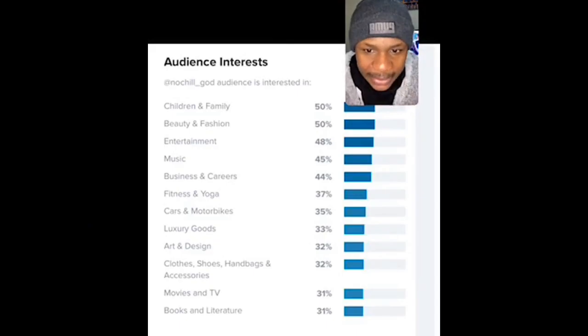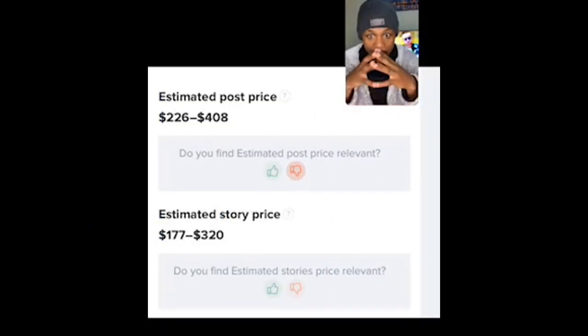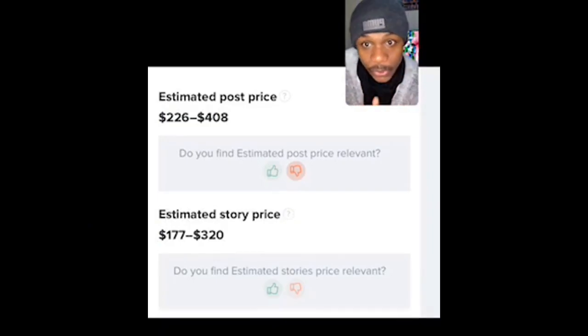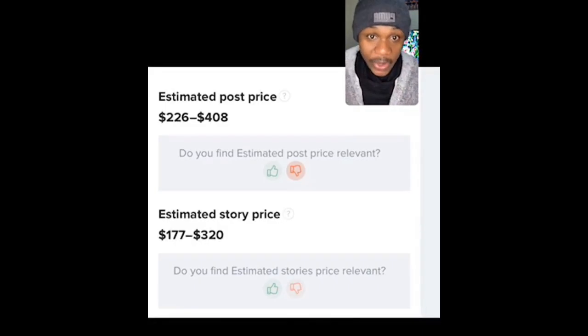So I showed you the numbers from yesterday. This is what I was worth yesterday. It was 226 to 208. The estimated story price is 177. So if you ever want to promote with me, these are the prices, and they change every day. And they're not going down. That's the sad part. They are not going to go down anytime soon.